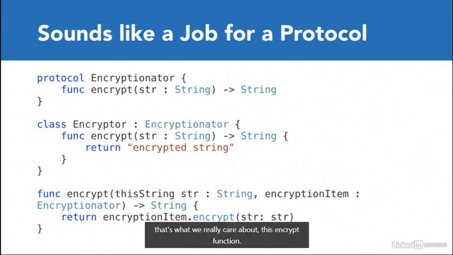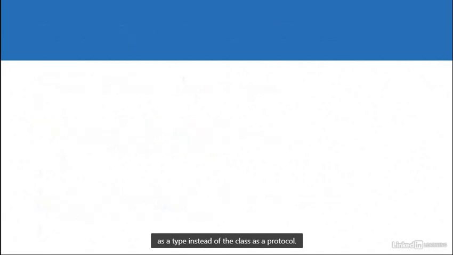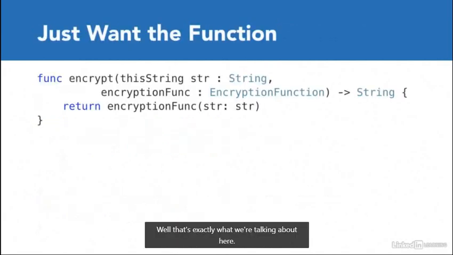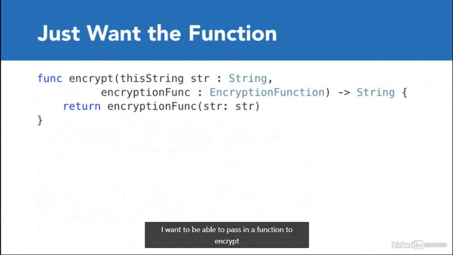That's what we really care about, this encrypt function. It doesn't matter if it's in this class or that class or anything else. We really just want that functionality to encrypt something. So wouldn't it be great if we could just pass in that function as a type instead of the class as a protocol? Well, that's exactly what we're talking about here. We just want the function. I want to be able to pass in a function to encrypt as the encryption function type, say, and then just call that.